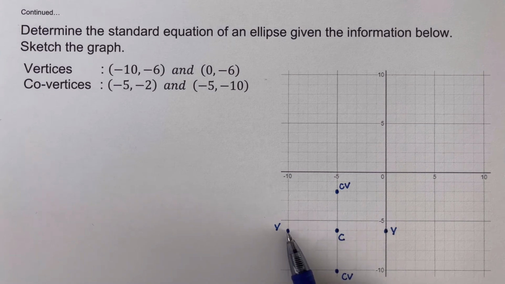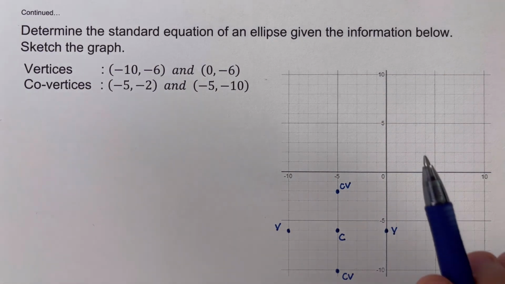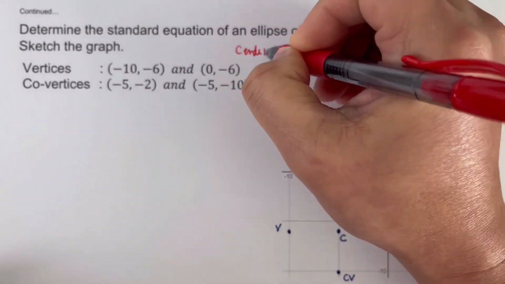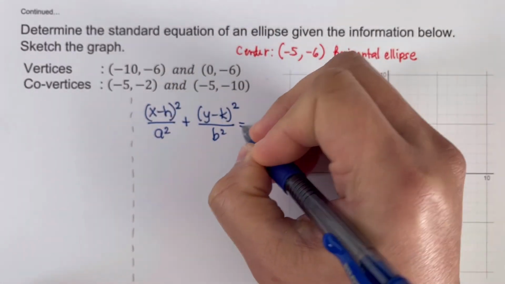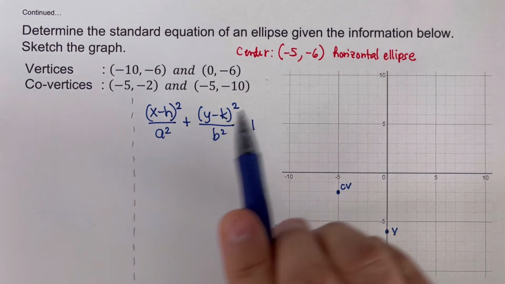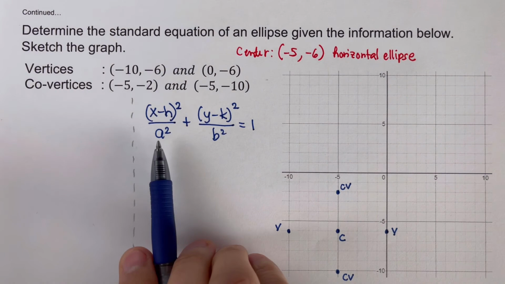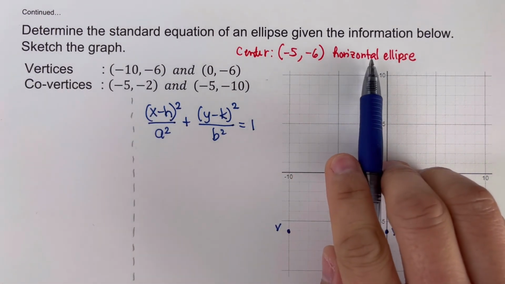And since the two vertices are horizontal with respect to each other, we can say that this is an example of a horizontal ellipse. And I'm going to write that information up here. Okay, I also wrote here the general formula for a horizontal ellipse. Now, please notice that our a squared is under the x because we have a horizontal ellipse.